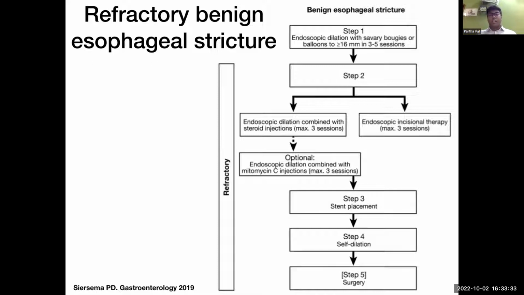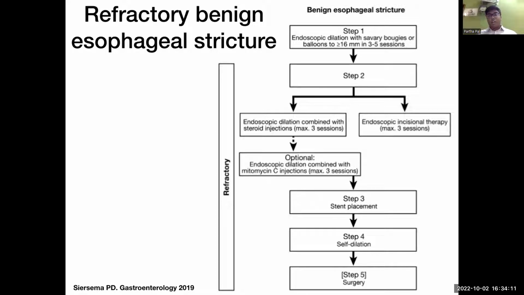Then you can either directly go for an incision therapy if you're comfortable with it, or you can go with the endoscopic dilatation combined with steroid injections. Any of these therapies should not use more than 3 sessions, because more than 3 sessions, it is ineffective. So they're most likely to recur. So endoscopic incisional therapy, all the strictures are not amenable for endoscopic incisional therapy. It should be a little bit elevated and have a fibrotic base so that you can cut out the strictures. Whereas steroid injection can be done in any of the strictures, and does not require any specialized learning curve.